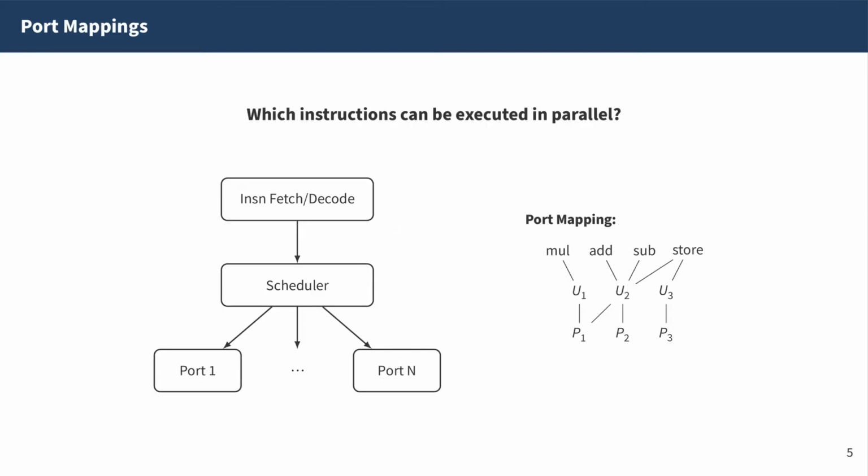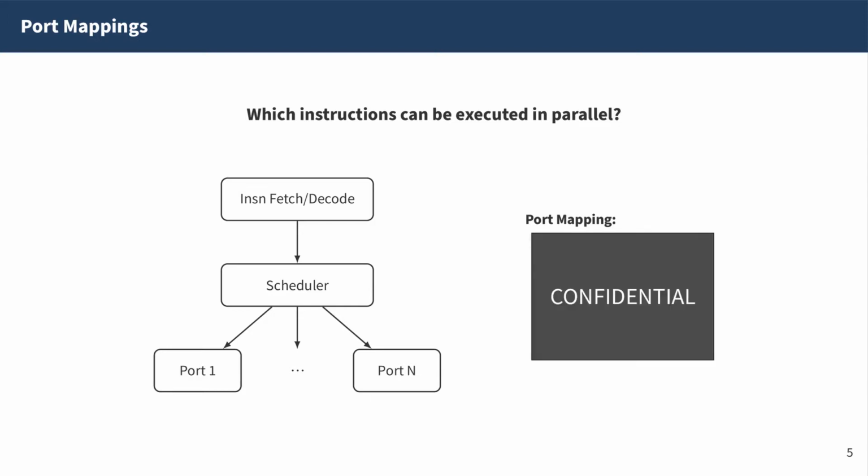Which operations the scheduler issues for simultaneous execution is dictated by what we call a port mapping: a mapping from instructions to their micro-ops and from micro-ops to ports on which they can be executed. While knowledge about the port mapping would ease our job in the pursuit of performance, hardware manufacturers typically keep these inner workings of their processors secret.